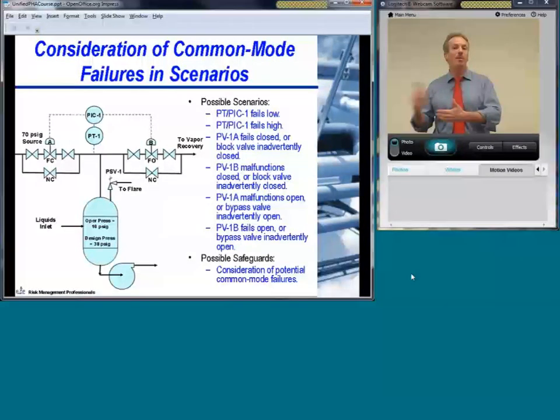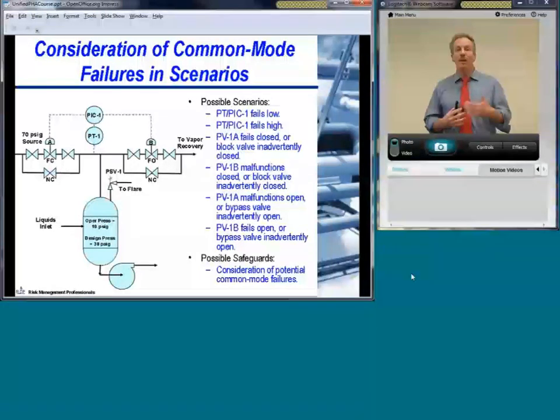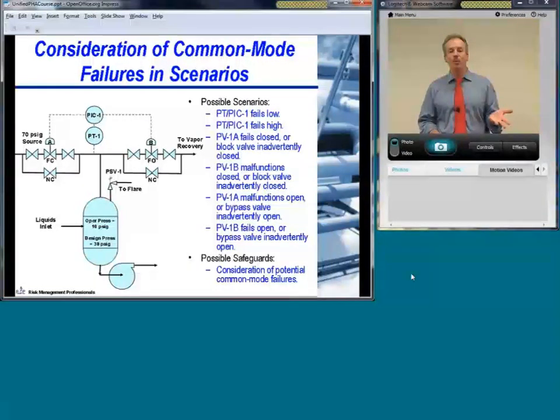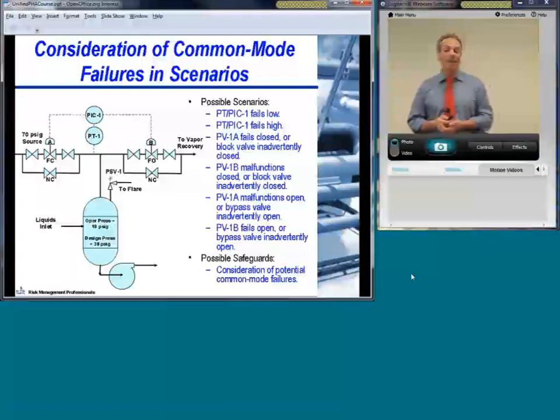You've got to be very sensitive to the fact that you're using common transmitters and controllers, and the fact that a common mode failure here can lead to pressure coming in and an inability for pressure to be relieved through the normal vapor recovery line, thereby requiring your PSV as your ultimate protection device. So in terms of laying that out, you'd want to look specifically at your pressure transmitter failing low or high, looking at the valves themselves opening or closing as a separate issue, not combining them together because that common mode failure could be much more important and also quite likely, and also considering these types of failures when you're looking at the safeguards.